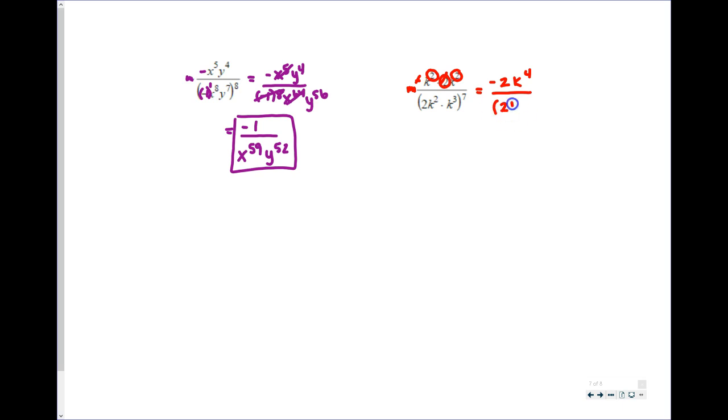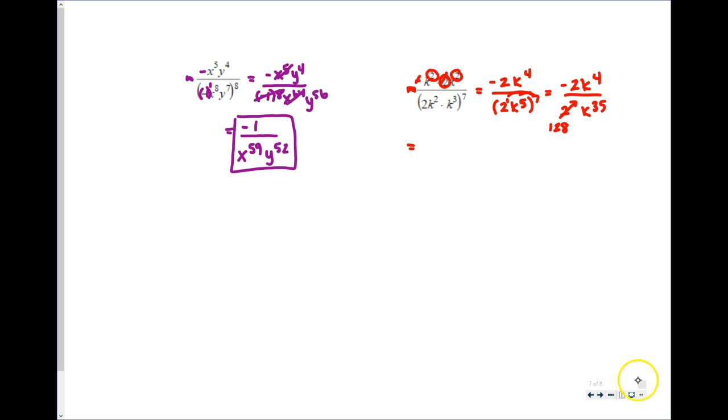So I've got 2k to the 5th raised to the 7th. Keep the top the same for now because we got to deal with this parentheses situation. The 7 gets distributed to each thing inside. So I've got 2 to the 7th and I've got k to the 35th. Okay. I'm going to go ahead and deal with these numbers. So 2 to the 7th is 128. I'm going to cross that off and put 128.